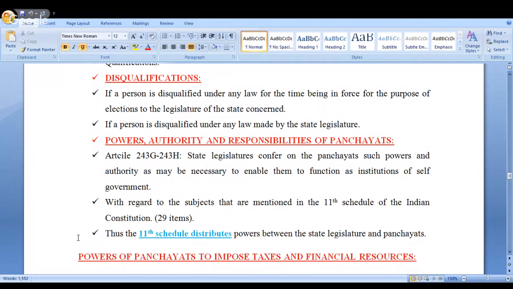Clear? And with regard to the subjects that are mentioned in the 11th schedule of the Indian Constitution, there are 29 items mentioned in the 11th schedule. But on how many items Panchayati Raj is permitted to make laws, that is also decided by the state legislature. Okay? Meaning the 11th schedule distributes the powers between state legislatures and the panchayats. Clear? Next.